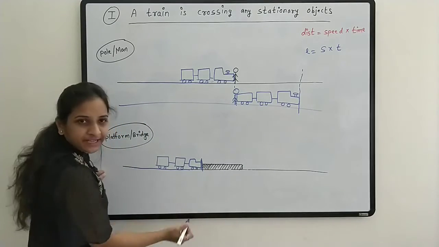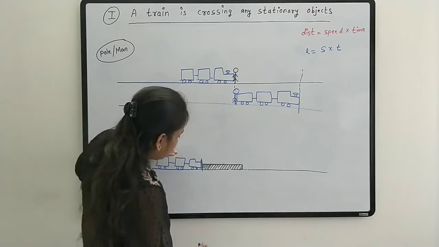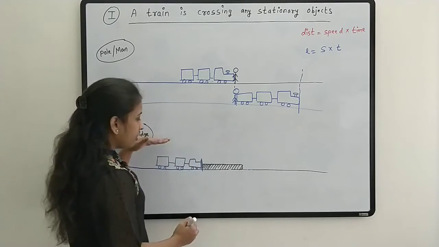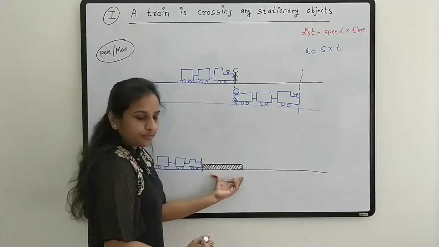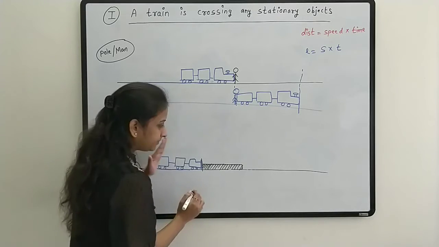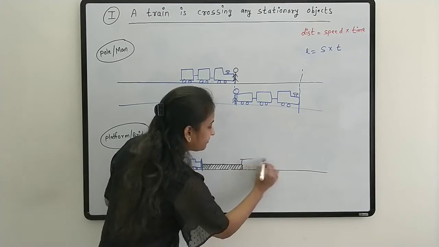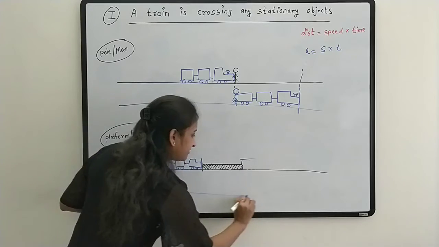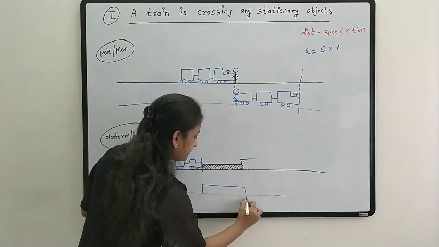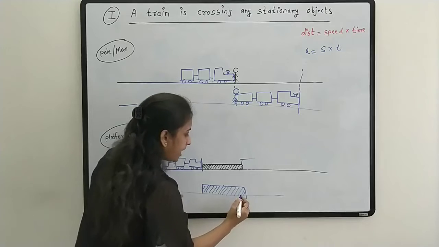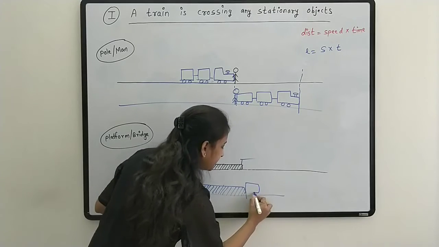Okay, this is the starting position. Now the train is moving like this. Now the train has crossed the platform, means the end point of the train should be out of this platform, right? So the train position will be like this. This is the platform as it is and the position of the train is here.